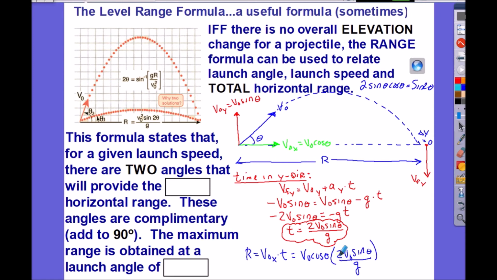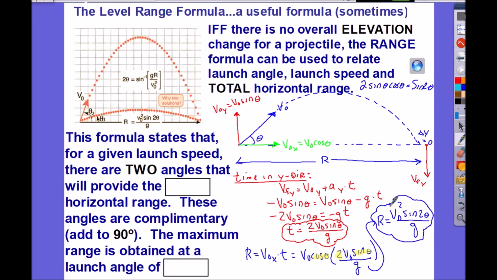Here I see a 2, here I see a sine theta, here I see a cosine theta, and so I can replace that with the sine of 2 theta. I see I got a v naught squared times the sine of 2 theta all over g. And so that equation, cleaning that up, gives us the level range formula. And there we go. Not too bad.